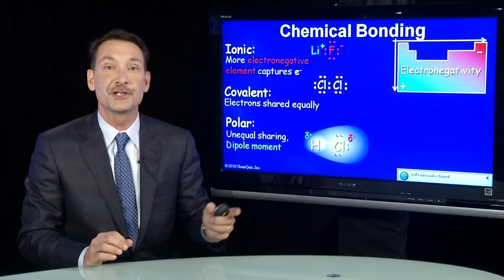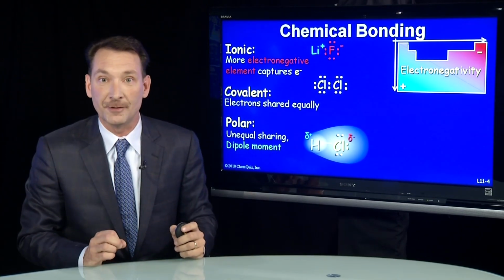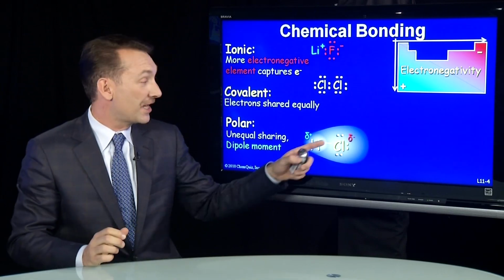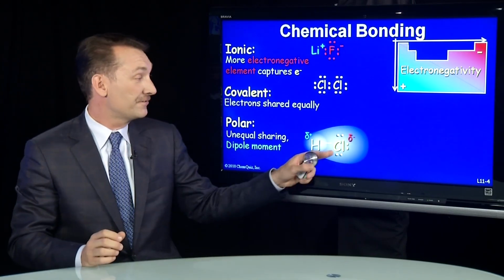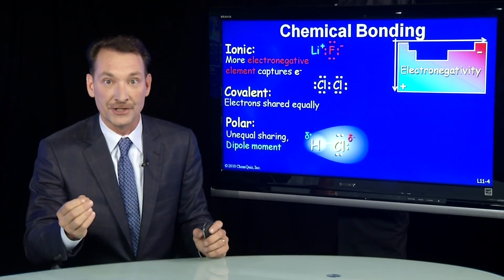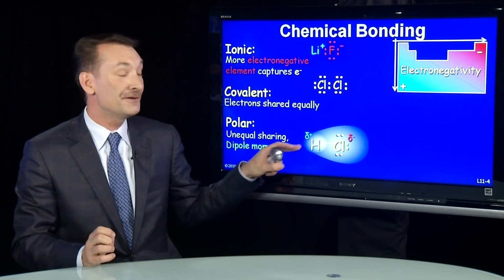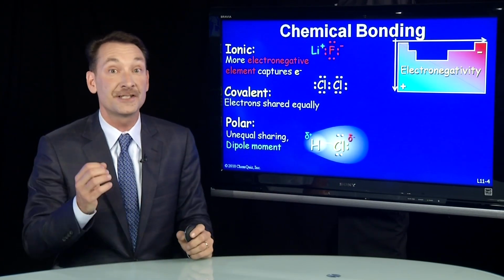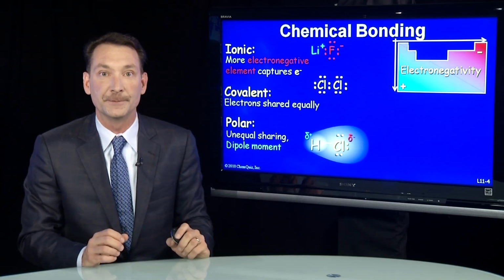An example, hydrogen chloride. Here, the chlorine is the more electronegative element. So it draws the electron toward itself, and there's a higher probability of finding the electron around the chlorine. That gives the chlorine a slight negative charge, and the hydrogen a slight positive charge. So the hydrogen end of the molecule is slightly positive, and the chlorine end of the molecule is slightly negative, because there's a higher probability of finding the electron around the chlorine.